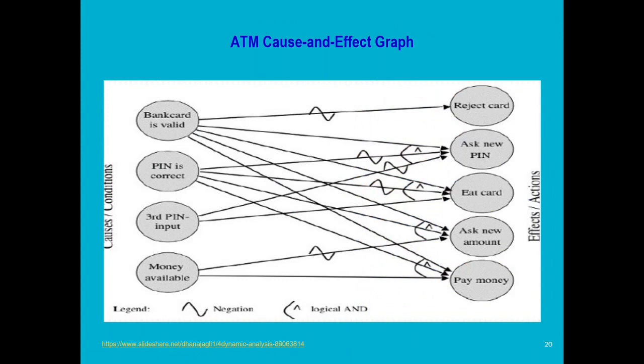Here's an example of an ATM cause and effect graph. As you can see, if the machine is going to reject a card, its dependency is if the bank card is valid, negated. So if the bank card is not valid, it will reject the card. And if you want to pay money, you have to check first if there's money available, if the PIN is correct, and if the bank card is valid. All three of those dependencies get grouped and a logical AND is performed on them.